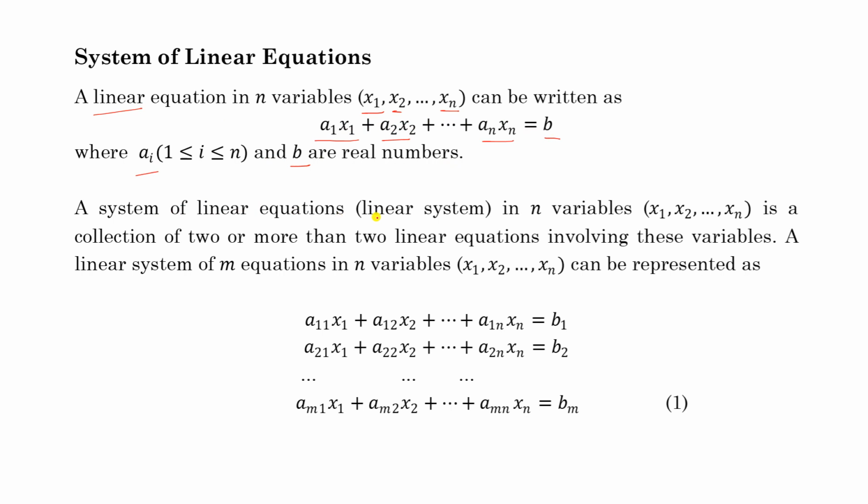A system of linear equations or linear system in n variables is a collection of two or more than two linear equations involving these variables. A linear system of m equations in n variables x1 to xn can be written in this way. Here m equations are there, n variables are there. So a system of linear equations with m equations and n variables can be written in a generalized way like this.